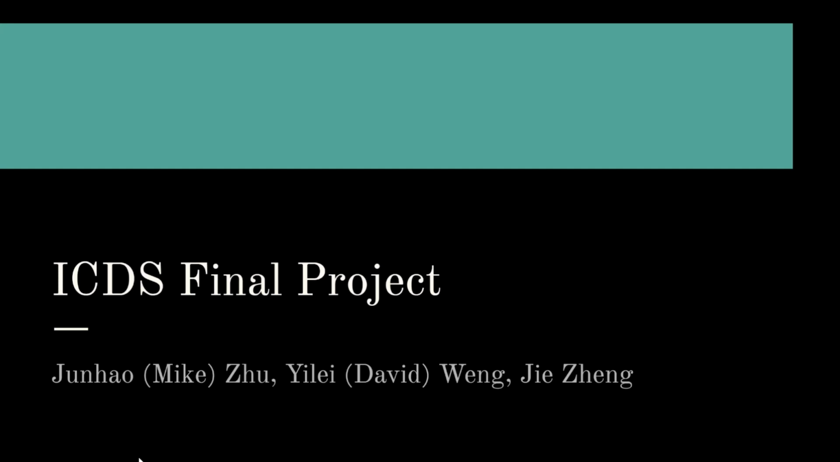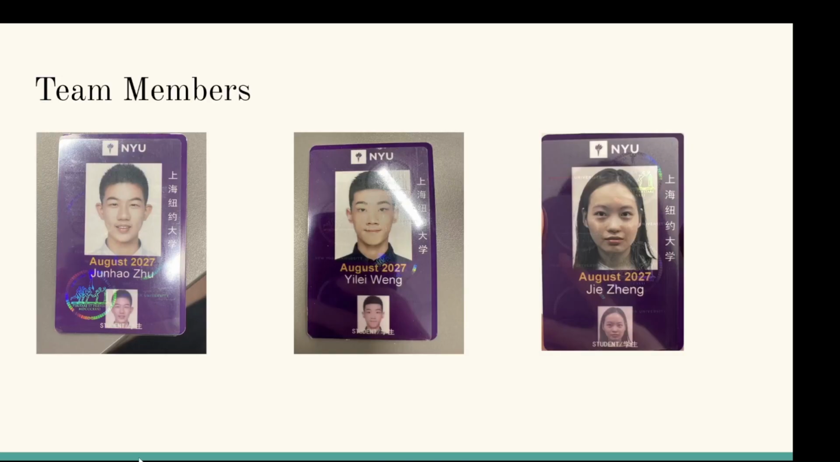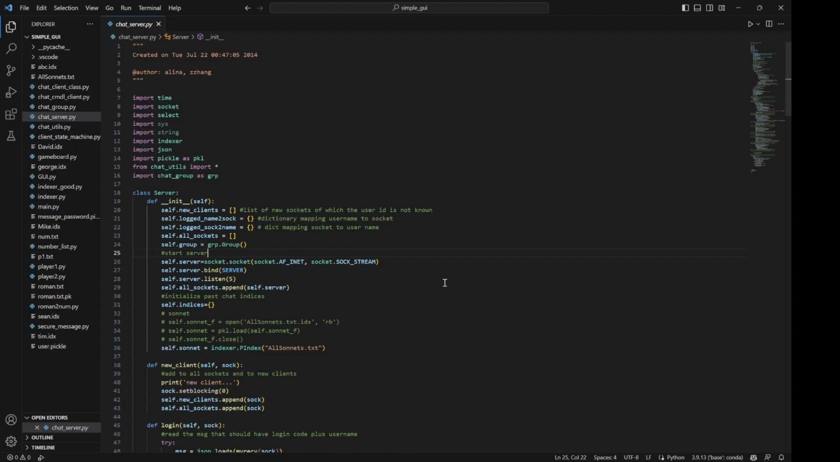This is a video for our ICDS summer project, and our group members are me, which is Mike, David, and Jim. This is the student ID for our team members, and next we're going to show you the demo of our chat system.